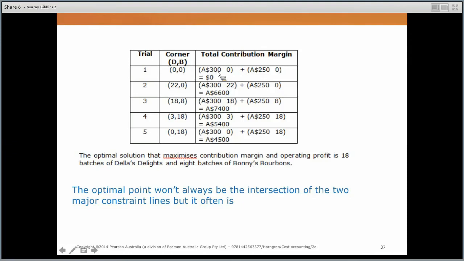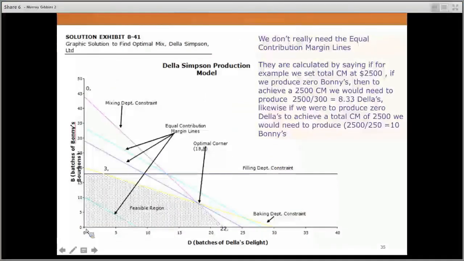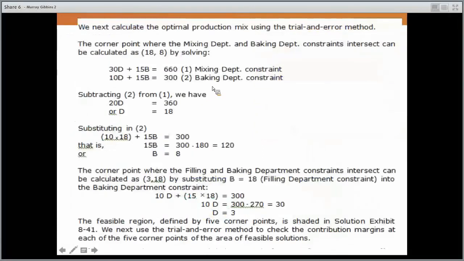Well, what if we did produce 0 lots of Della and 0 lots of Bonnies? Clearly the revenue is going to be 0, $300 per unit. We're selling nothing, so it's 0. What about if we went up to one of these corners and sold 22 lots of Della and 0 lots of Bonnies? What would our revenue look like then?